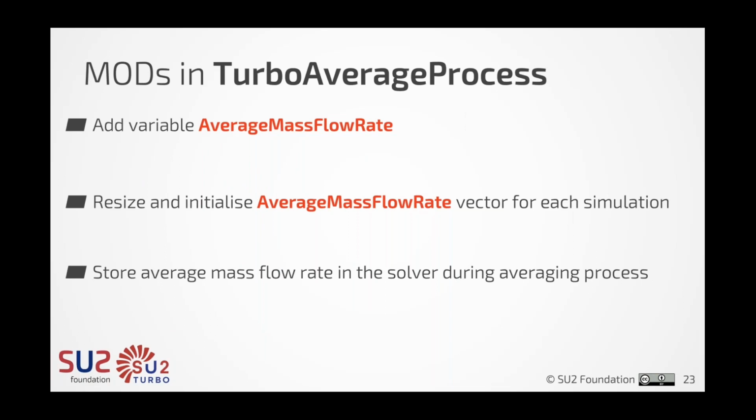So we need to add a new variable, average mass flow rate, along each band. We need to resize and initialize this for each simulation, because every time you execute this command, you might have a different number of spans in each zone. So it needs to be resized dynamically as the simulation goes on. And then we need to store the average mass flow rate in the solver during the averaging process. Because at the minute it's calculated, but we store it in the turbo averaging process because it's the only part that needs to use it.